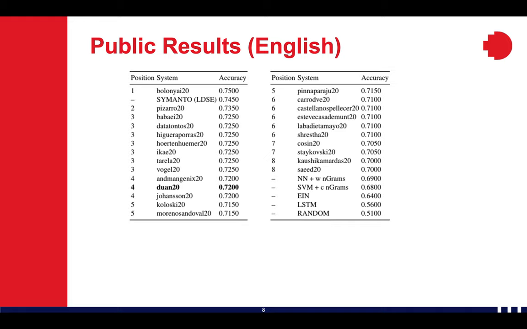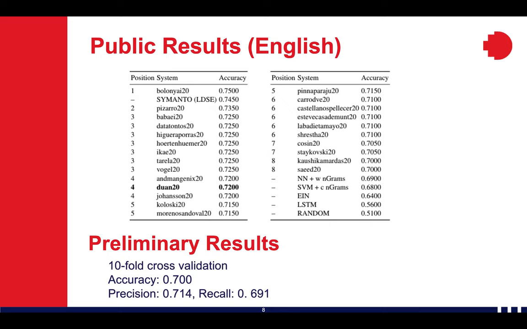The task has two parts, English and Spanish, but we only finished the English task due to the time limitation. The final public result of our system is 72% accuracy, and as you can see in the ranking list, we are at the tier 4 accuracy. The public result of our system is 2% higher than our cross-validation result, which is possibly due to the larger training dataset.